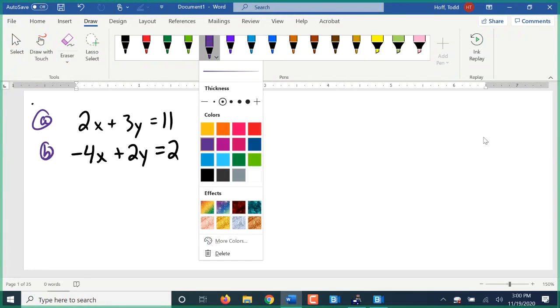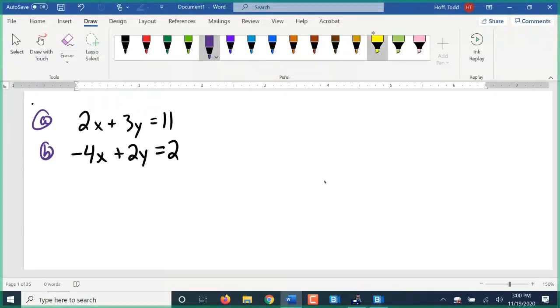Okay, so let's take a look here. These are in the correct setup, x's, y's equals constants. So we don't have to worry about that. But we notice that the way they are, if we add the equations, nothing's going to be eliminated. But we see that for x, we've got a positive 2x and a negative 4x. If I multiply that top equation by 2, that'll give me a positive 4x, and then they'll cancel out. So we're going to multiply that top equation by 2.